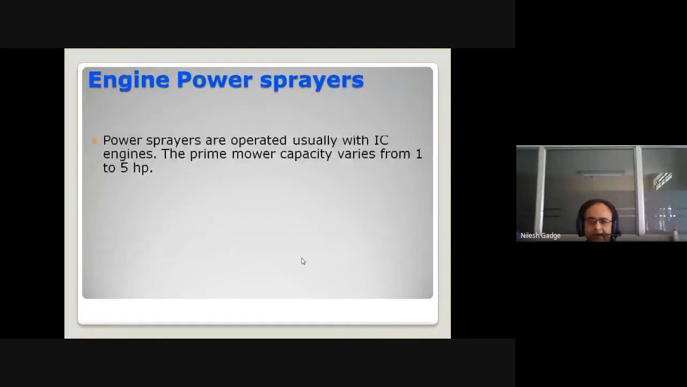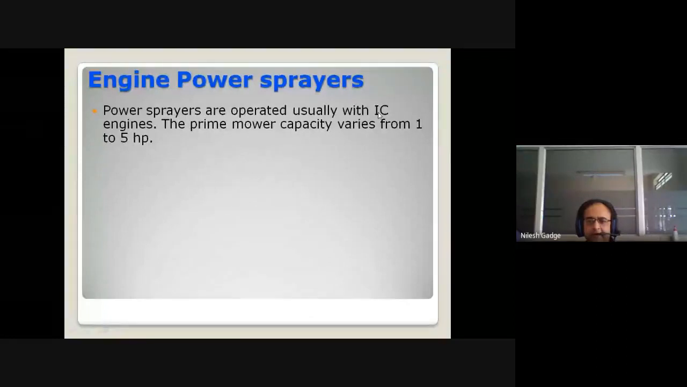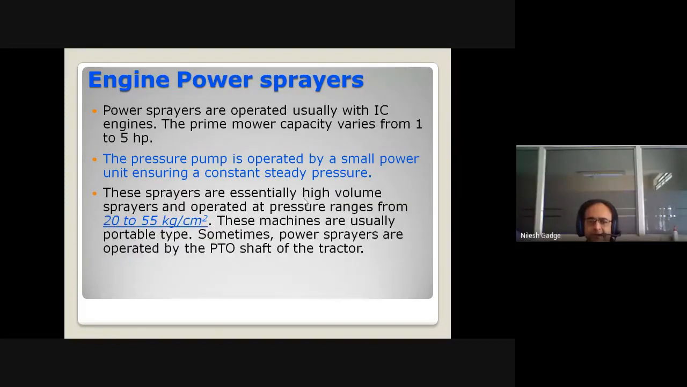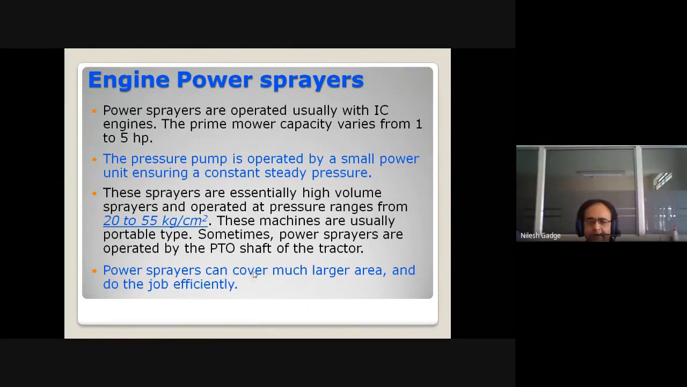Engine power sprayers, also called power sprayers, are operated with internal combustion engines. The prime mover is a pump whose capacity is about 1 to 5 HP. The pressure pump is operated by a small power unit ensuring a constant steady pressure. These sprayers are usually high volume sprayers and operated at a pressure of 22 to 55 kg per centimeter square. These machines are usually portable type. Sometimes power sprayers are operated by the PTO shaft, the power takeoff shaft of the tractor. Power sprayers can cover much larger area and do the job efficiently.